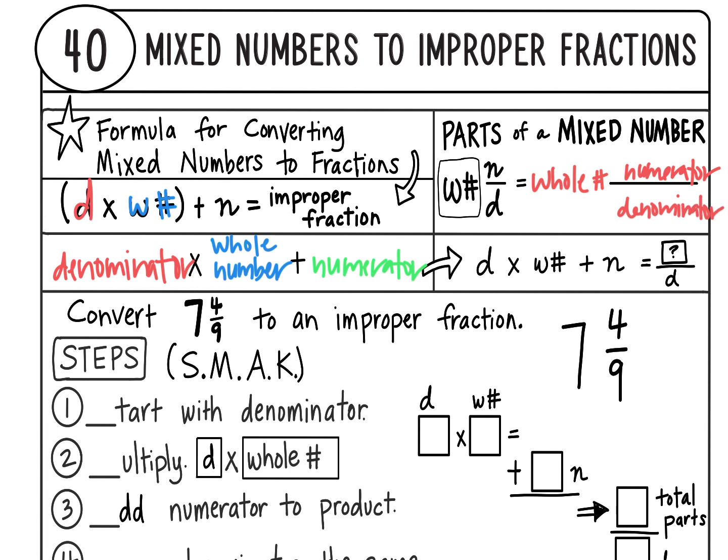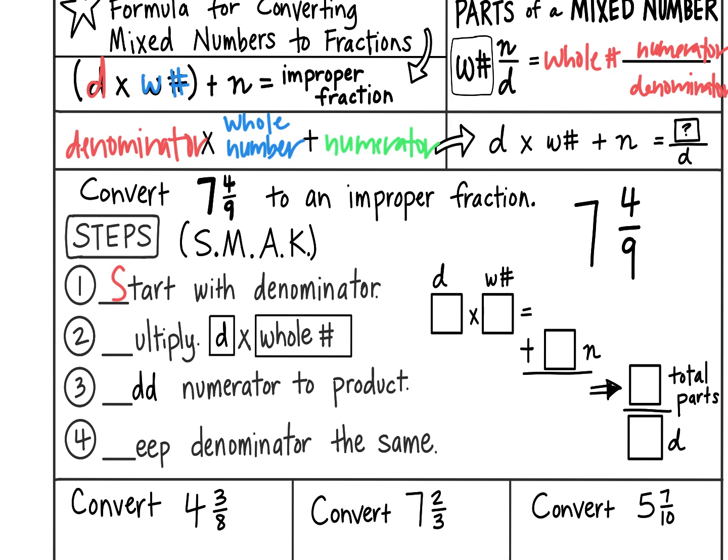Okay, now we have some steps, and they're called SMACK. We're going to smack it, which means we're going to start with the denominator for the S. Then we're going to multiply the denominator times the whole number. So let's actually test this out. I'm going to start here. My denominator is 9. My whole number is 7. So when I multiply those together, it's 63.